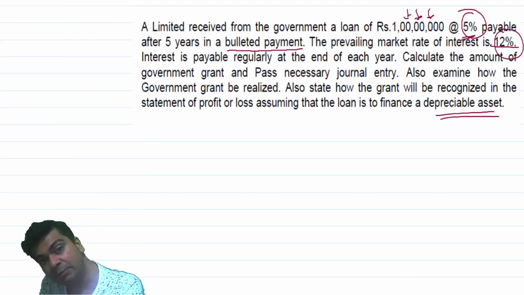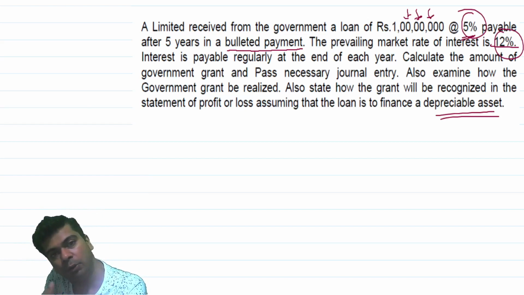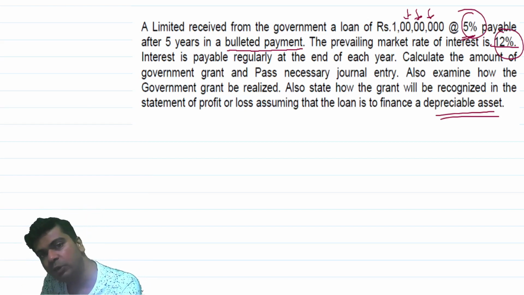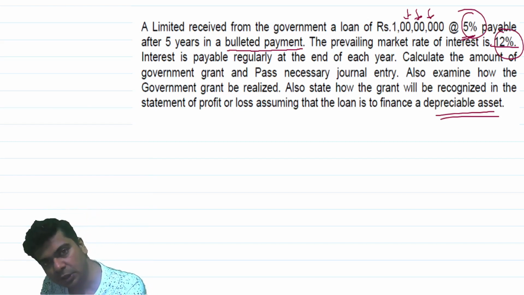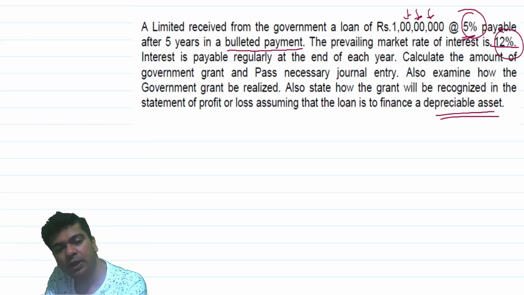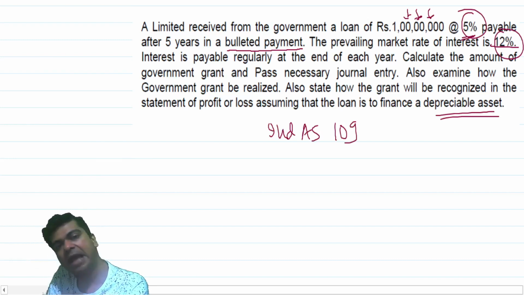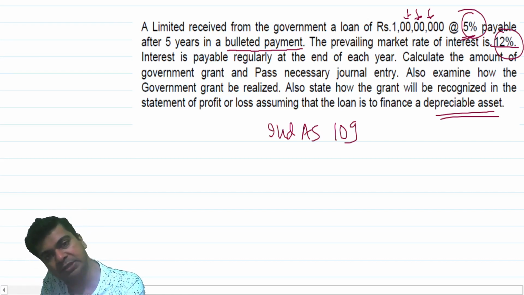1 crore you are receiving, but 1 crore you are not receiving free of cost. It is not a forgivable loan that you no need to pay the interest also and no need to even repay the principal. That's not the kind of the loan which they have given to us. They have given us a loan at a rate which is lower than the market rate of interest. Hence, what I will have to do here is I will have to apply the requirements of Ind AS 109 first, and then it will become a question of Ind AS 20.